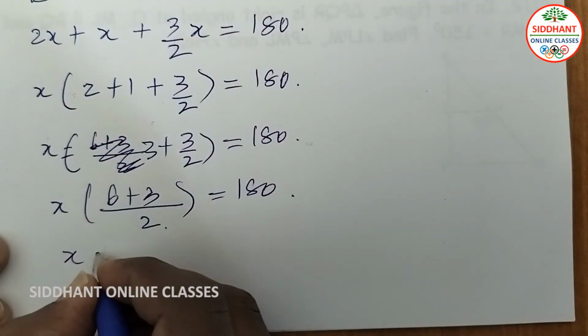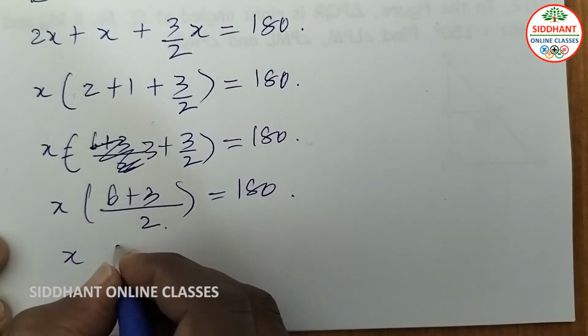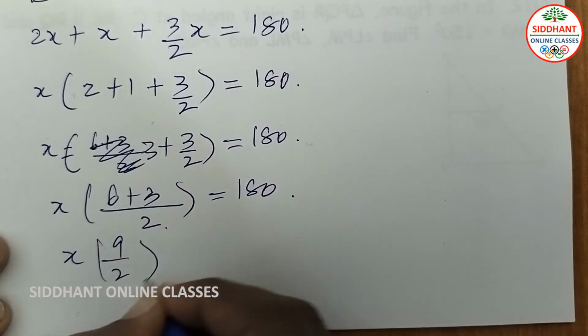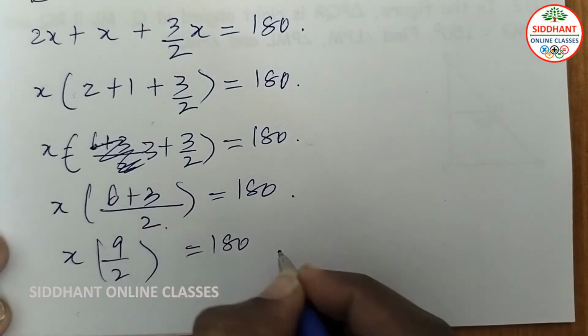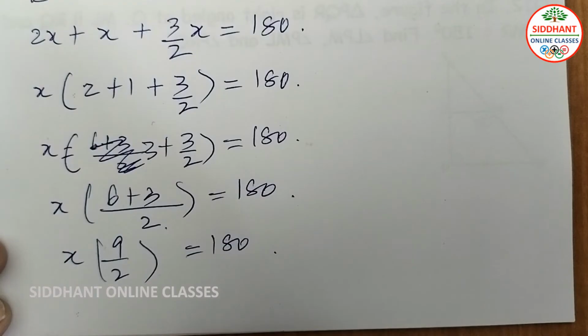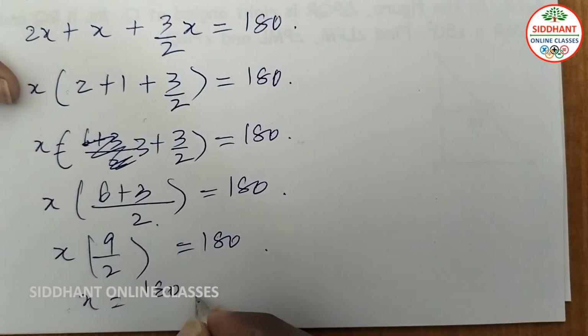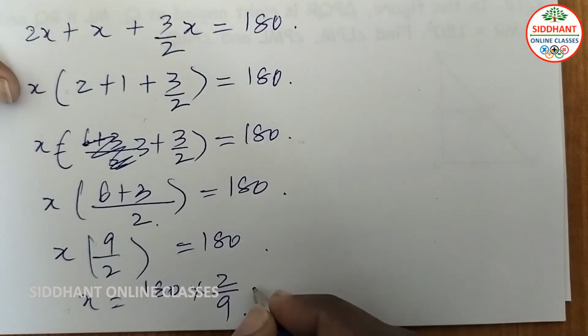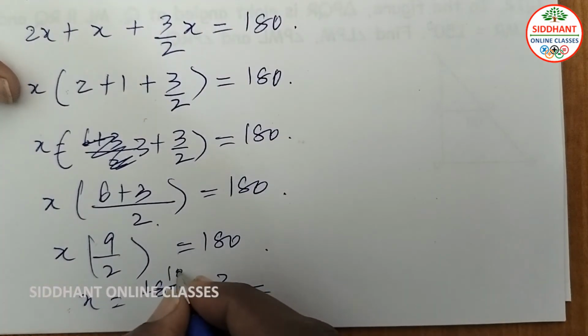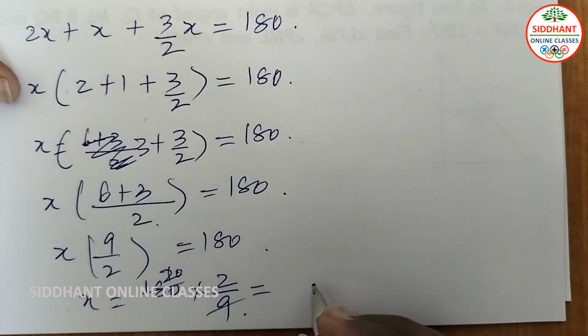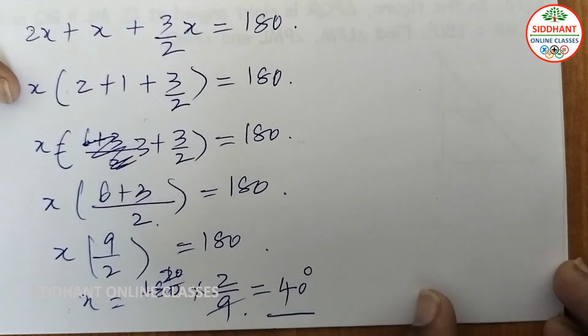So x times 9 by 2 equals 180 here. Then x equals 180 into 2 by 9, that is 9 twos are 18, so 20, that will be 40 degrees here. So x equals 40 degrees here.